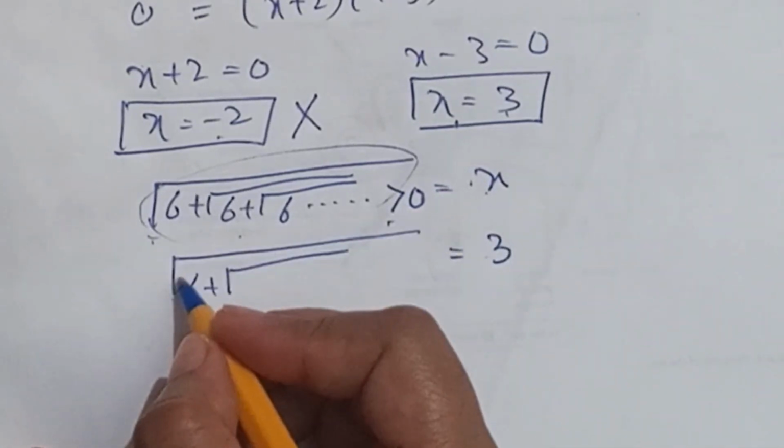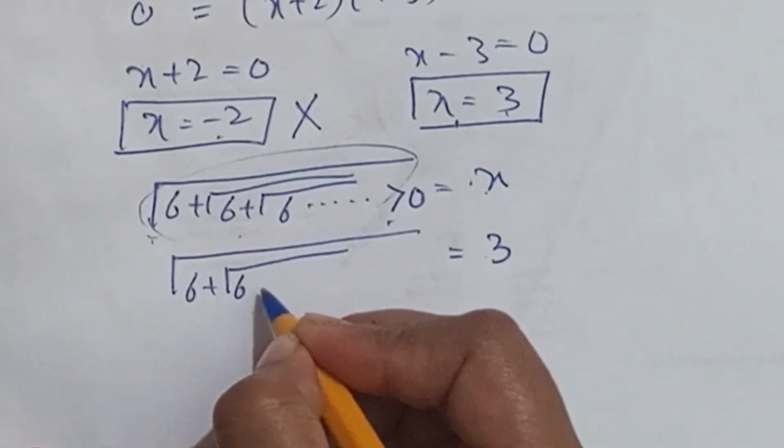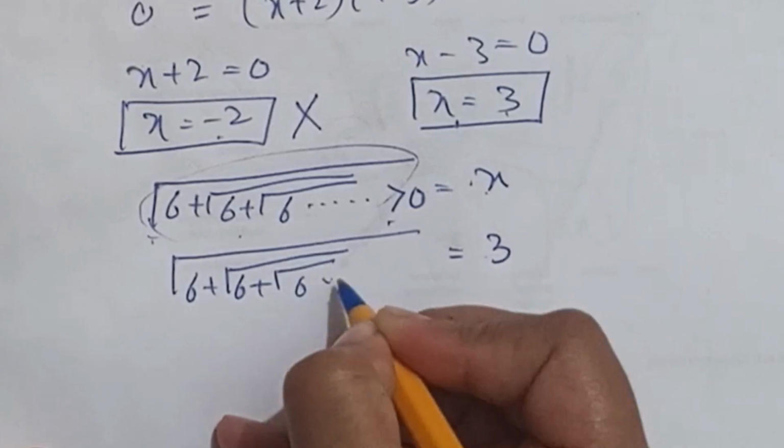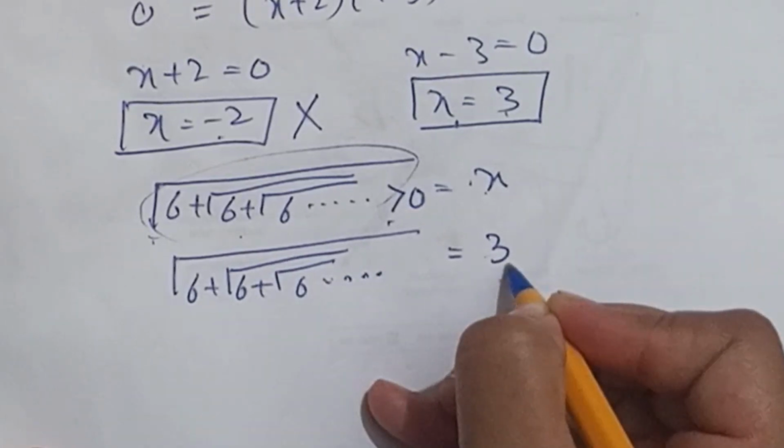So this implies the square root of 6 plus the square root of 6 plus the square root of 6, and so on, is equal to 3, and we are done.